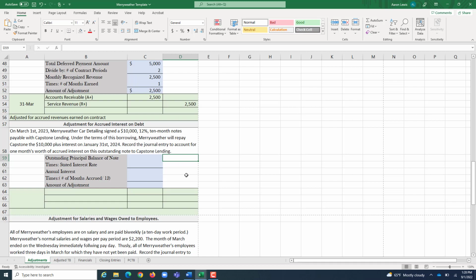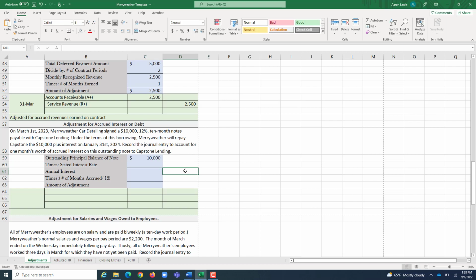So we're not actually paying anything to Capstone Lending right now. We're recognizing the fact that we've had this loan for a while, and even if we wanted to pay it off early, Capstone's going to make us pay more than the $10,000 back. We're going to have to pay at least a portion of that interest that is accumulated on this note. So how do we figure that out? Well, let's take our outstanding principal balance. We borrowed $10,000. We've not repaid any principal, so our outstanding principal balance at the time we're making this adjustment is $10,000.